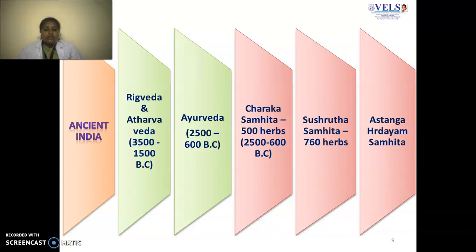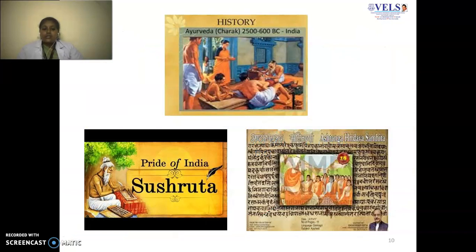It includes three important documents, namely Charaka Samhita, composed of 500 hymns, which is the oldest document, mentioned in the period 2500 to 600 BC. Next, the Shushruta Samhita and Ashtanga Hridaya Samhita, where many medicinal plants or herbs have been discussed, and their potential activity has also been illustrated. So these are some of the pictures which illustrate the significance and tremendous contributions made in Ayurveda.